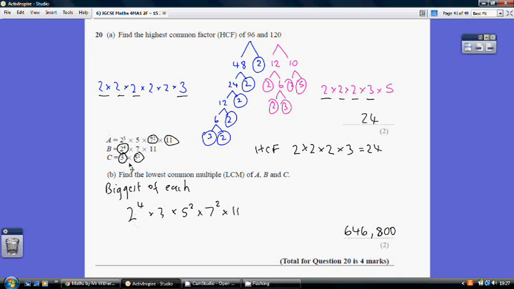What's the biggest number of 5's anywhere? Well, it's this 5 squared. Biggest number of 7's? Well, it's this 7 squared. And then the biggest number of 11's is just an 11. Doesn't matter which one, it's just 11. So get your calculator out, multiply all of these together, and you get 646,800.